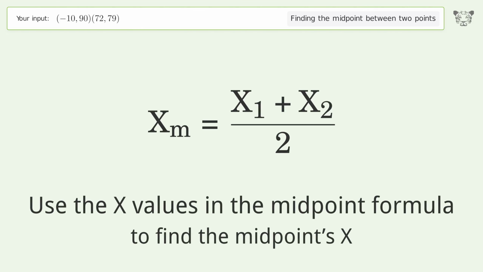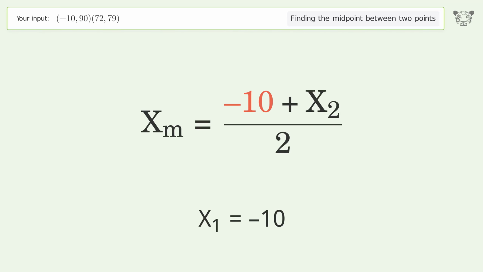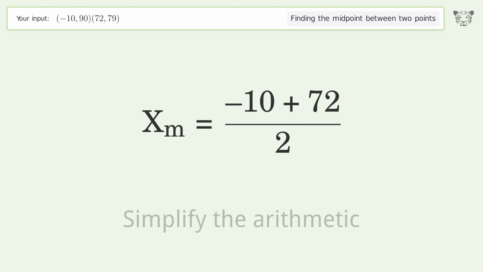Use the x values in the midpoint formula to find the midpoint's x. x1 equals -10. x2 equals 72. Simplify the arithmetic.